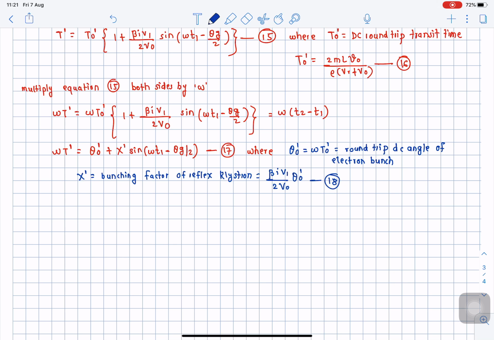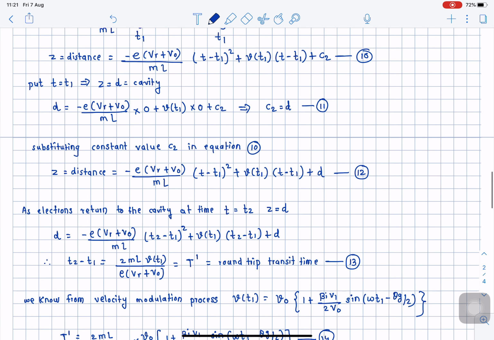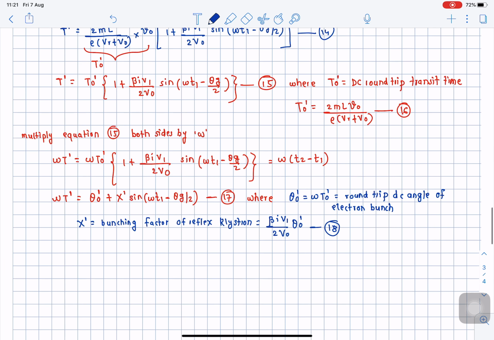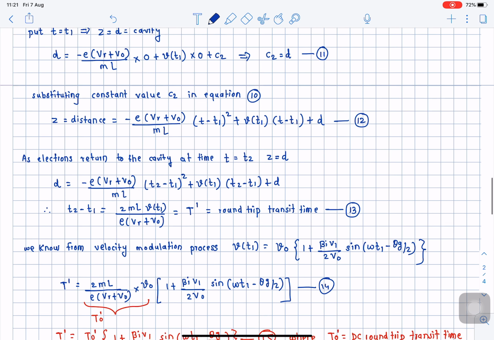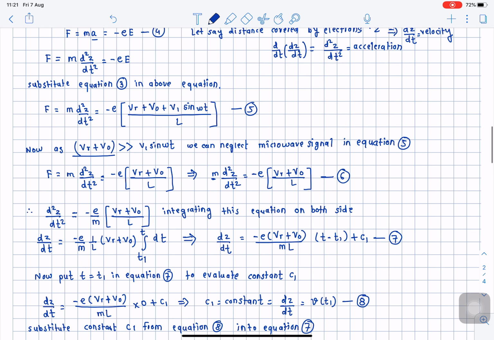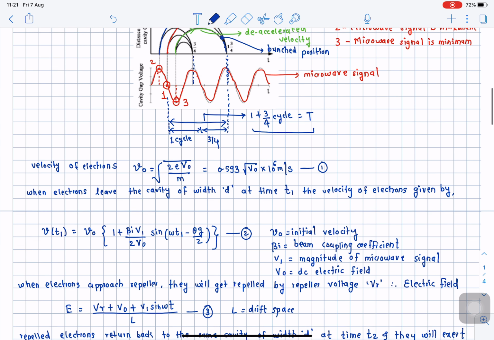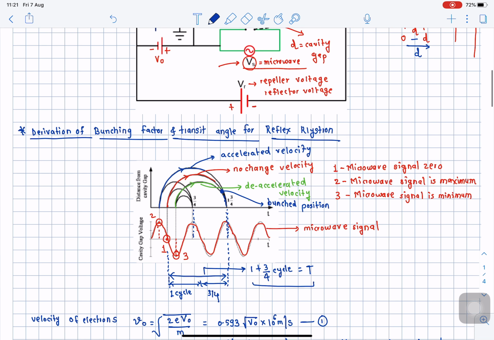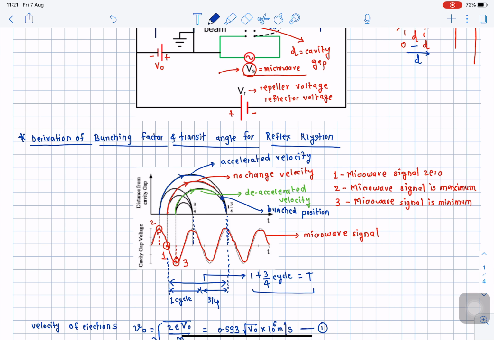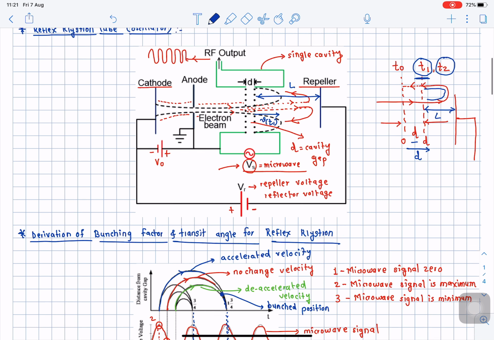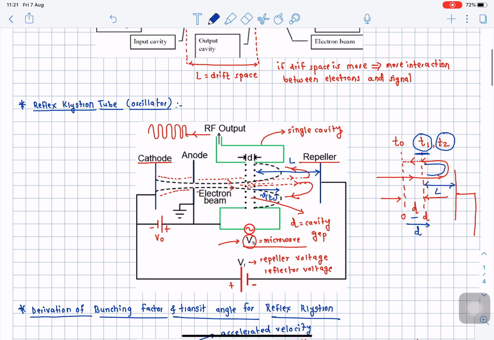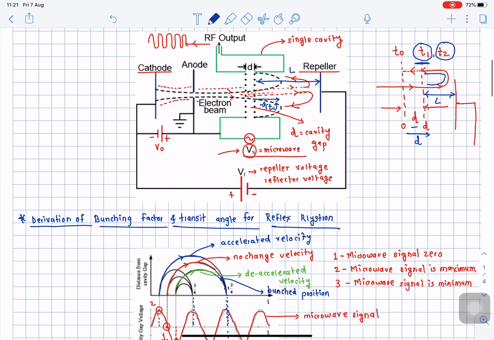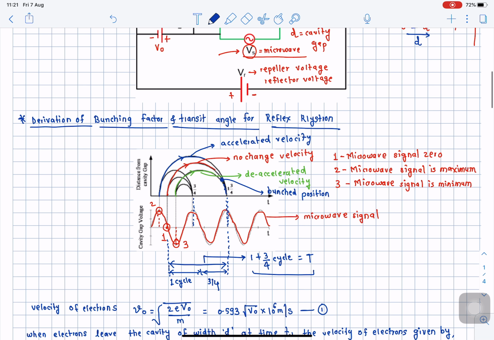So I hope this derivation is clear, and in it we successfully derived the bunching factor of the reflex klystron and the DC transit angle of the bunched electrons. As the name itself indicates, it is the derivation of the bunching factor and transit angle for the reflex klystron. Before that I explained in detail the working principle of the reflex klystron and the associated Applegate diagram for the reflex klystron.